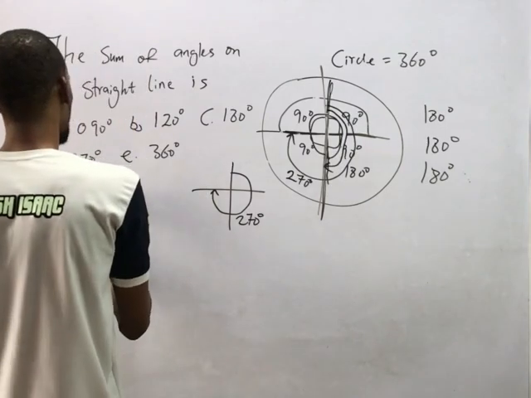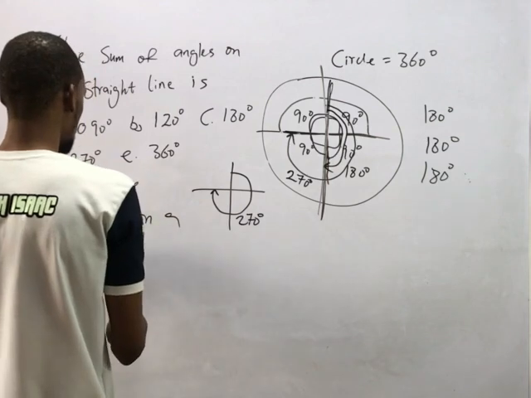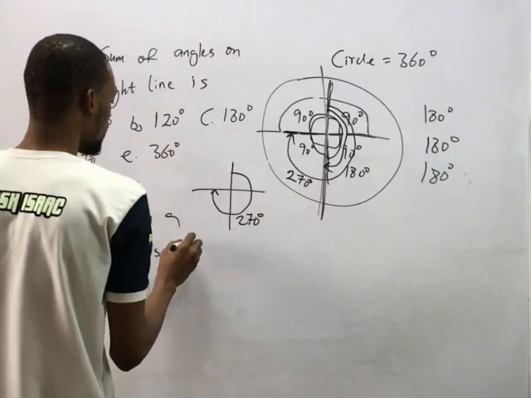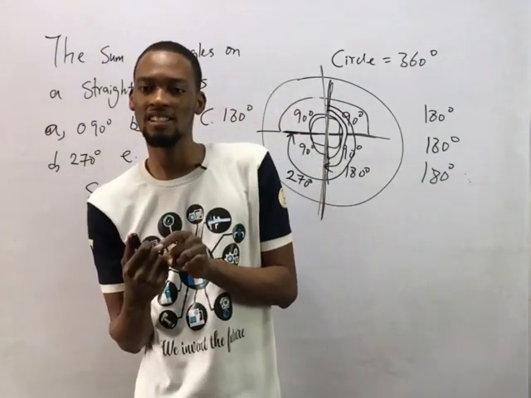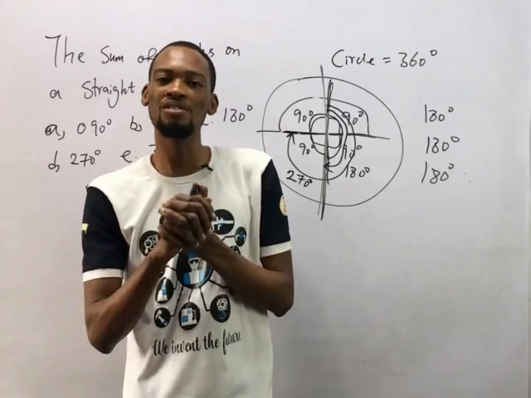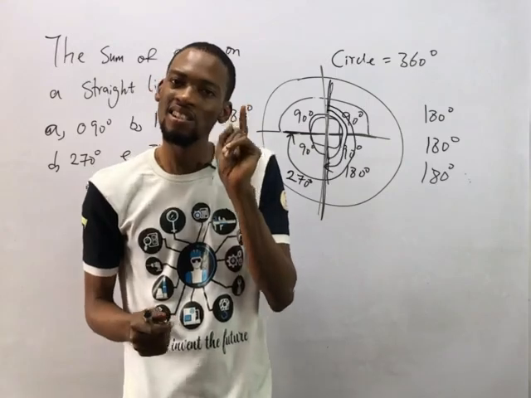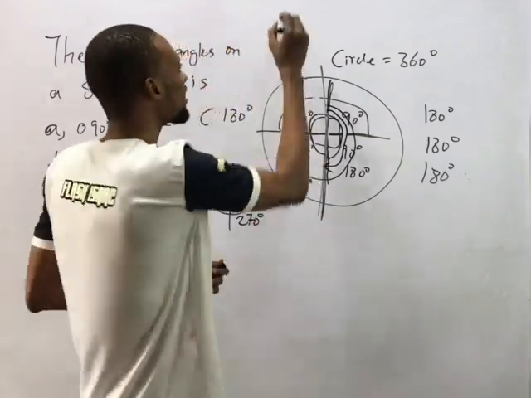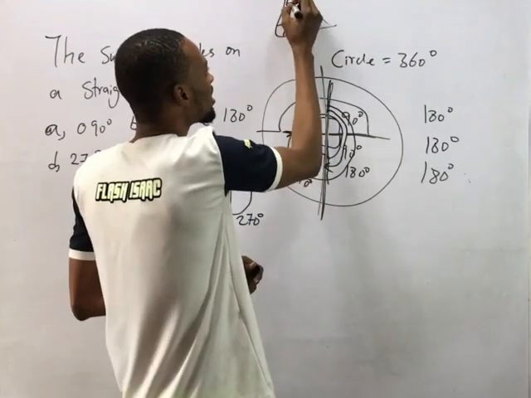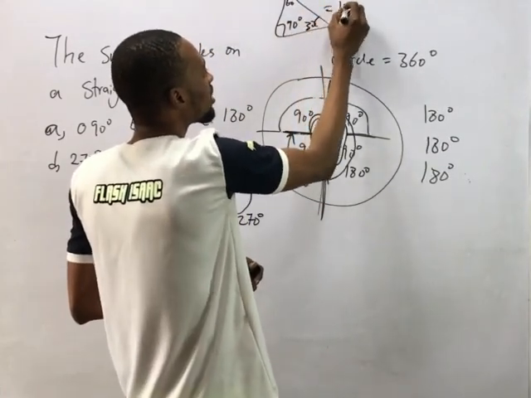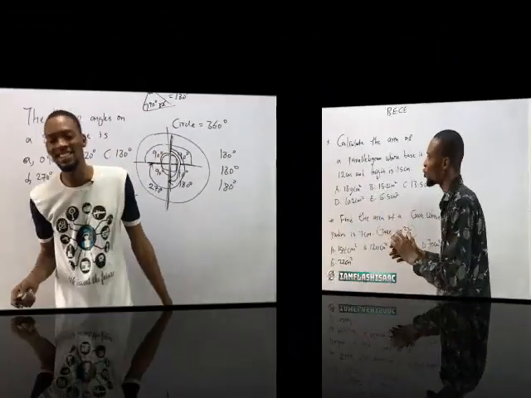So the sum of angles on a circle is 360 degrees. The angle on a straight line is 180 degrees. While the sum of angles on a triangle is 180 degrees also. So if you have a right angle triangle like this, here is 90 degrees. So anything you have here and here, let's say here is 60 and here is 30, it will sum up to 180 degrees. So the total angle in a triangle is also 180 degrees.